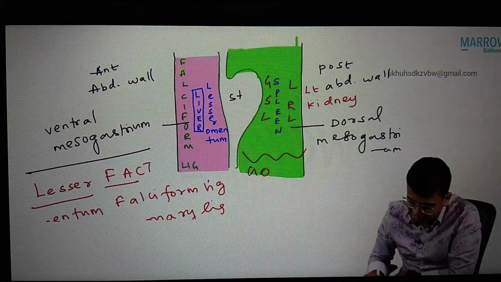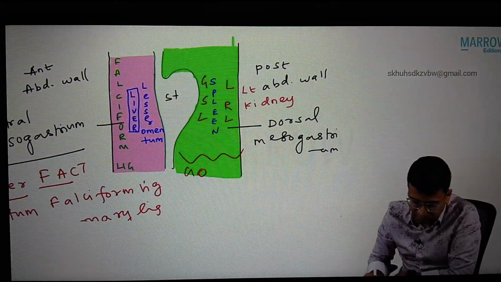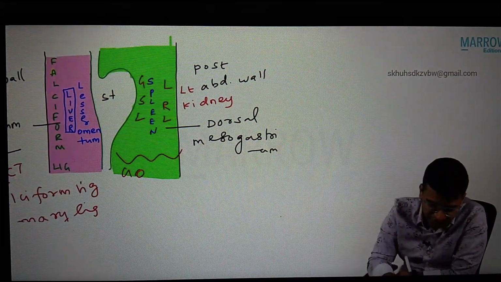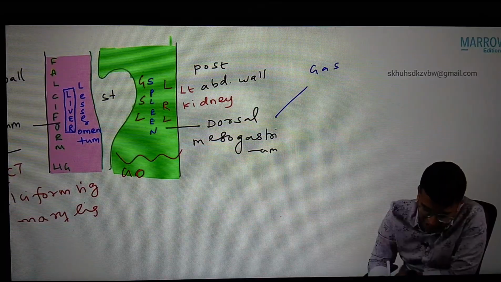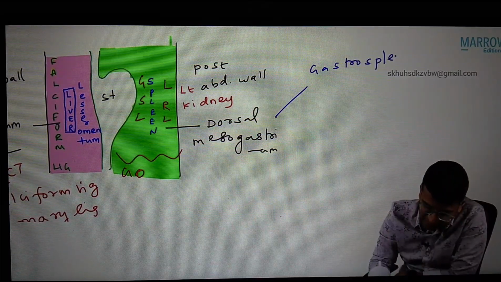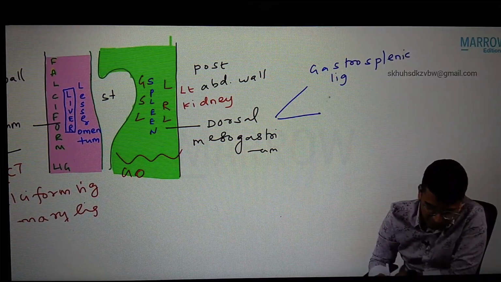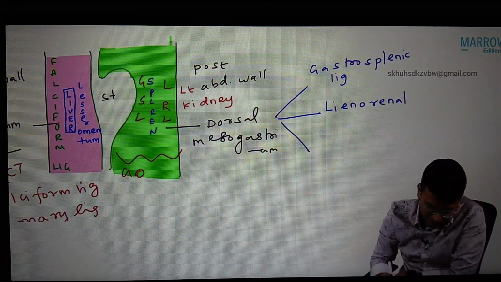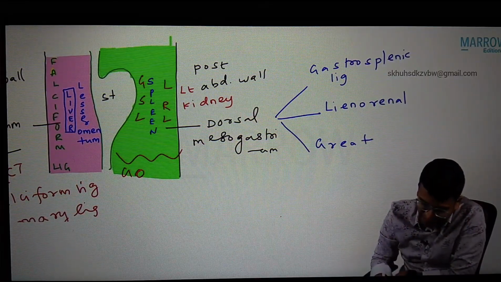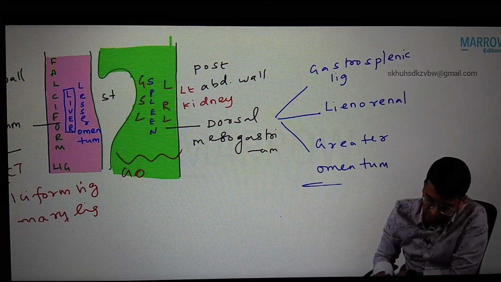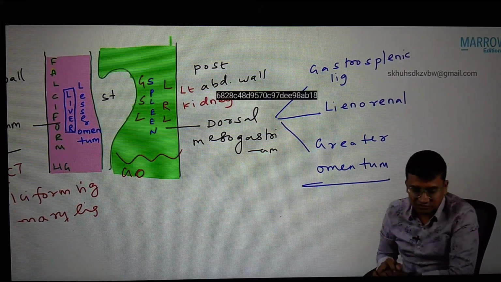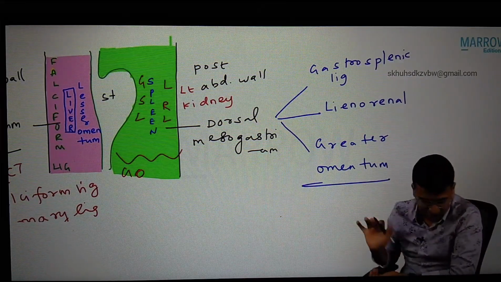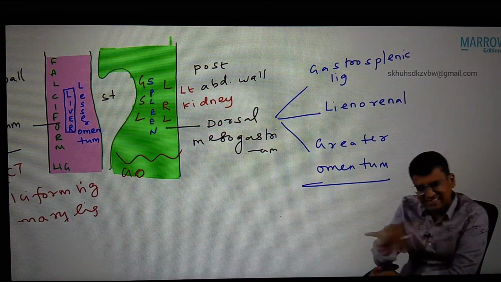So we'll write all this. Write an abbreviation here. The dorsal mesogastrium forms: number 1, gastrosplenic ligament; number 2, lieno-renal ligament; and number 3, greater omentum. These are the derivatives of the dorsal mesogastrium. Fine. Now we're going to take the cut section.